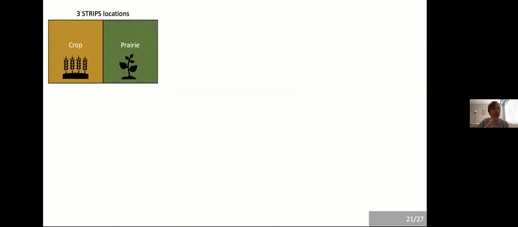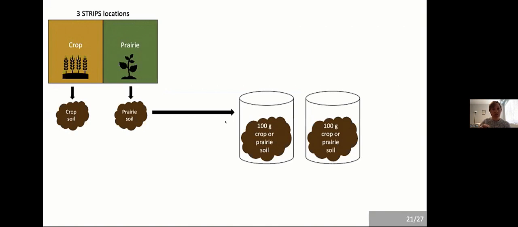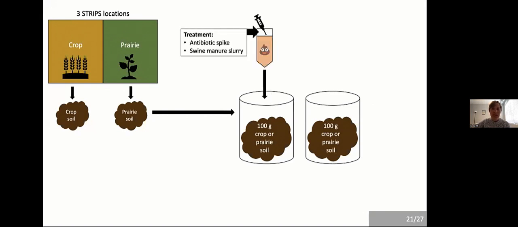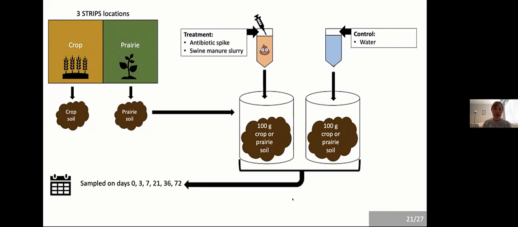And so just to briefly describe the experiment, at 3 different strip locations, soil cores were taken from the area in crop and the area in strip. All of the soil cores from the same site and the same soil type were mixed together, and then 100-gram portions of each mixture were stored in mason jars. And then of all of these jars, half received a treatment of manure spiked with antibiotics, while the other half received a control water treatment. And these jars were then stored in control chambers and then were sampled at 6 time points over the course of the next 72 days.